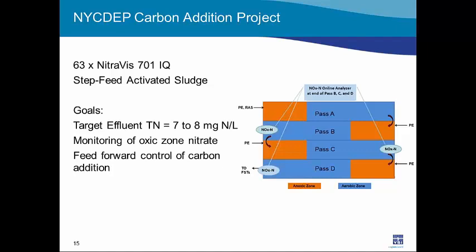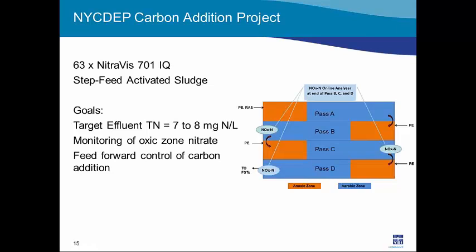Another example I want to provide is for the New York City Department of Environmental Protection Carbon Addition Project. This is yet another configuration. This is a step feed configuration. So it's a 4-pass, pass A, pass B, pass C, pass D, and each pass has an anoxic zone, noted by the orange, and an oxic zone, or aerobic zone, noted by the blue.